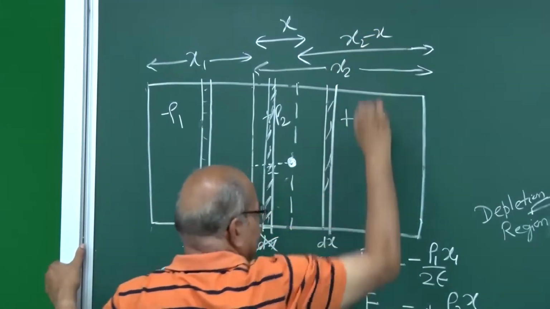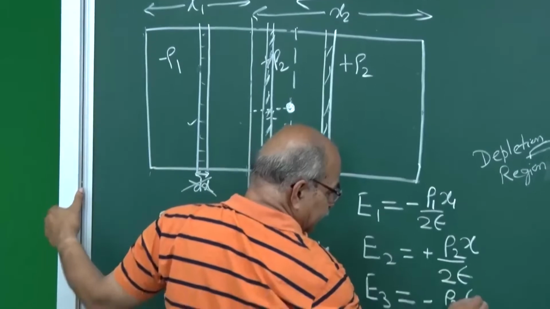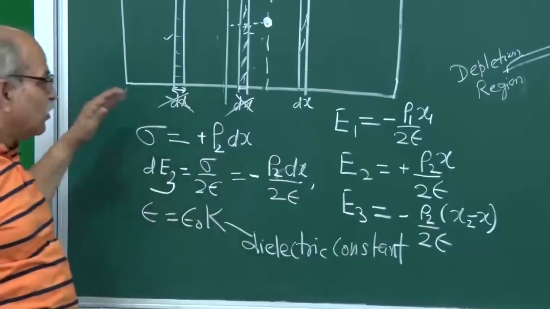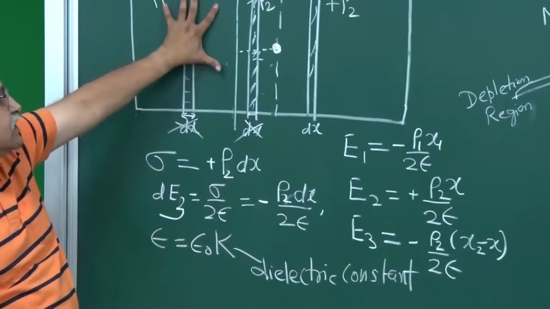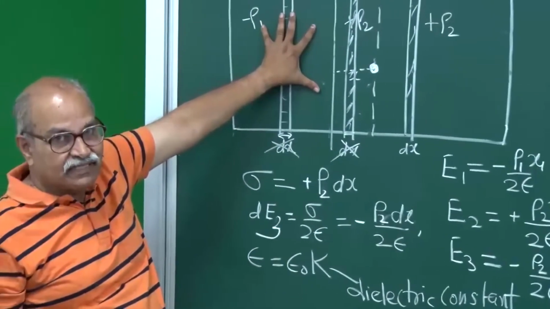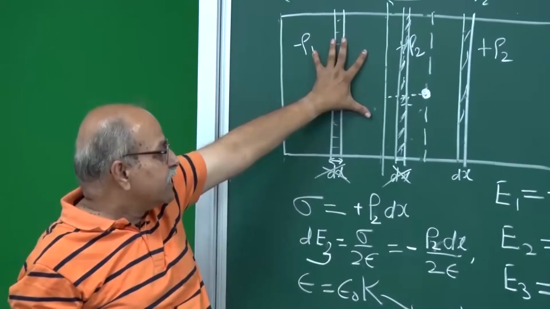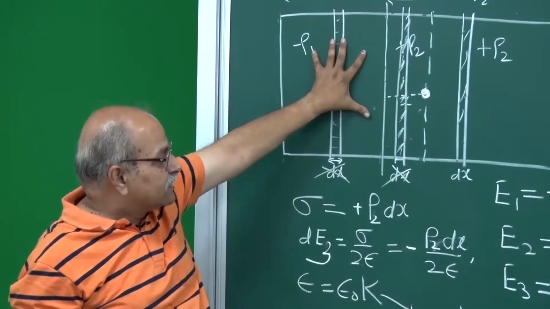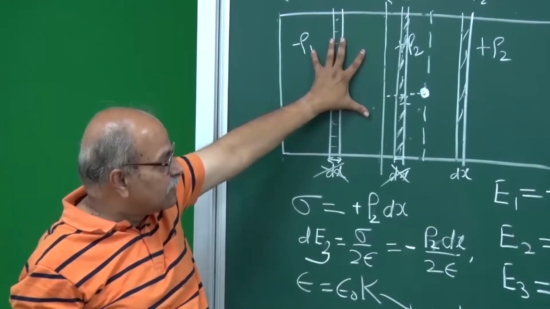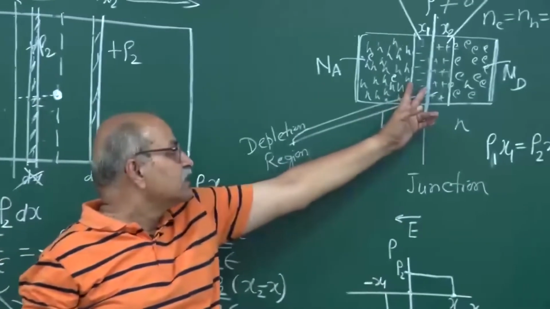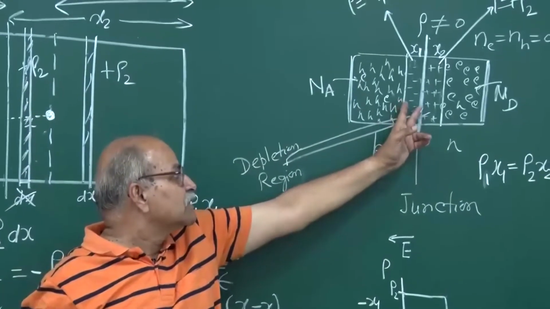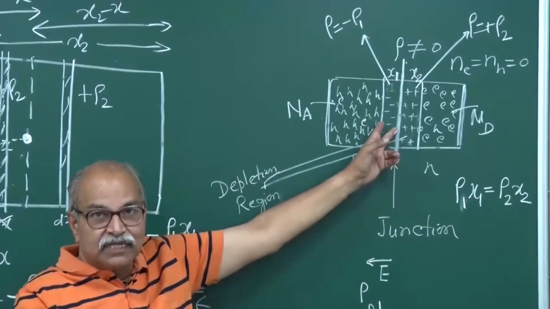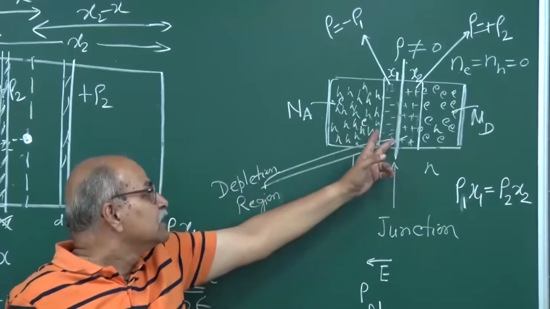E3 will be x2 minus x. So now I have all three contributions. The first contribution is due to this entire negative charge which is sitting here. This is that p-type semiconductor left of the junction, the depletion layer. This is the depletion region. This is still p-type because all those acceptor impurities are here. So it is that part.